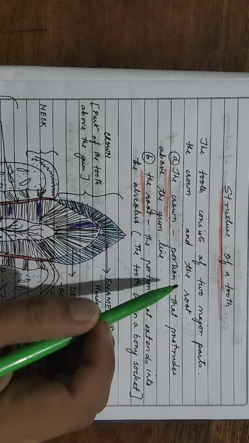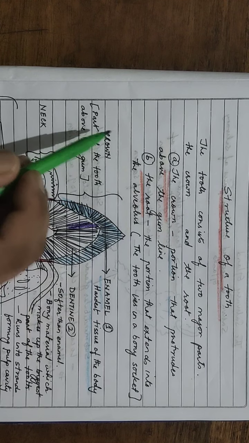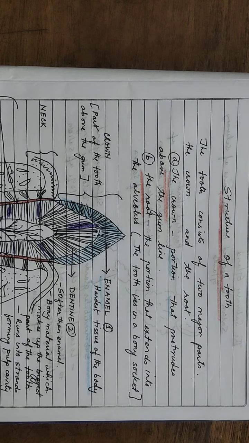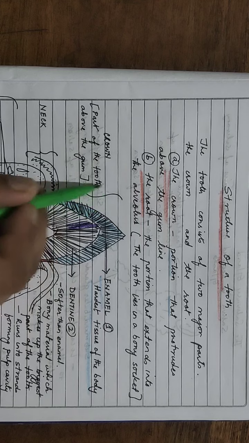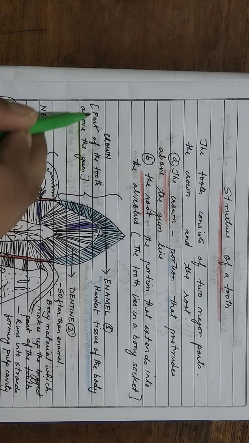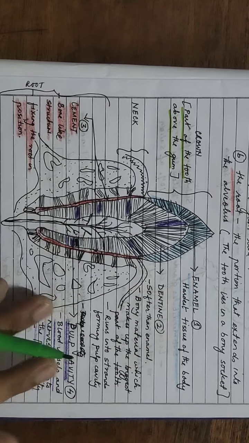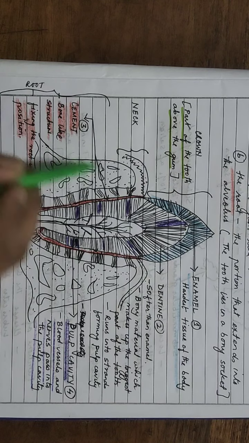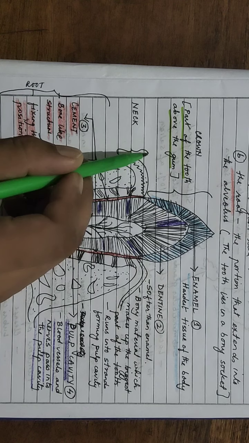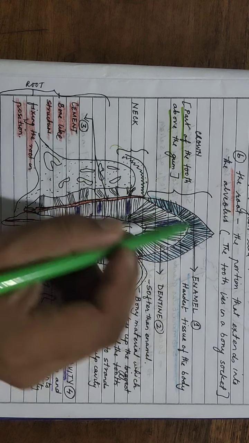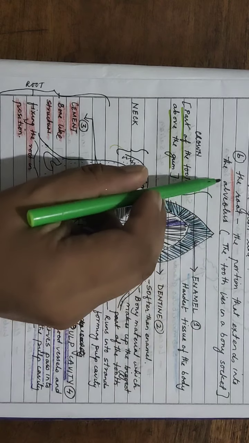Now let us understand the structure of a tooth. The tooth consists of 2 major parts, that is the crown and the root. The crown is the portion that protrudes above the gum line. This is the crown portion, the part of the tooth above the gum. The root is this portion from here, and you have the neck also over here. The root is the portion that extends into the alveolus.